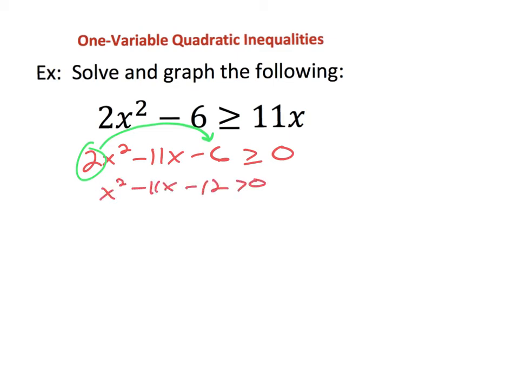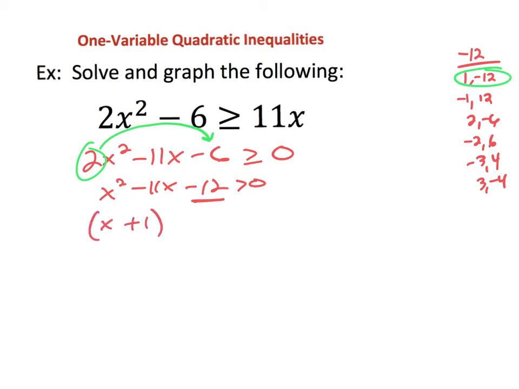We factor that like any others. So factors of negative 12 that add up to negative 11. Let me list them all first. It looks like the 2 that add up to negative 11 were the very first 2 I listed. And so that factors into x plus 1, x minus 12.